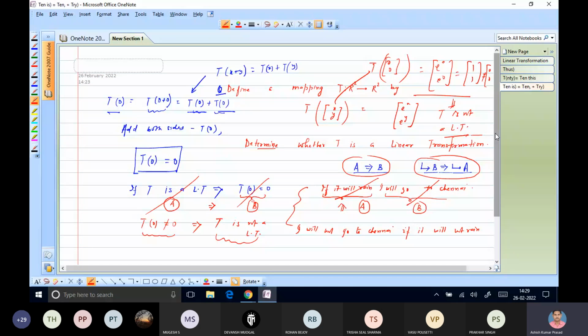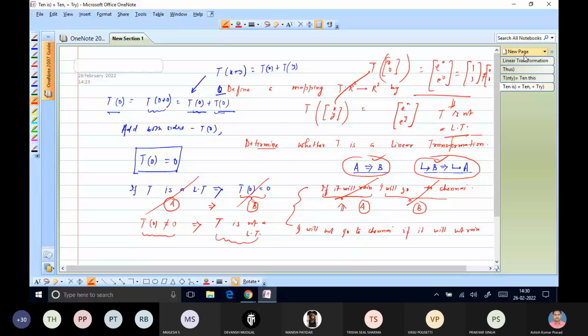Is there any problem? Sir, can you repeat this question? I didn't get it. Which statement do you want repeated? This blue one, like how T0 is mapping to 0 and that one. The statement you studied, A implies B and not B implies not A. Yes, sir. The truth table is the same.